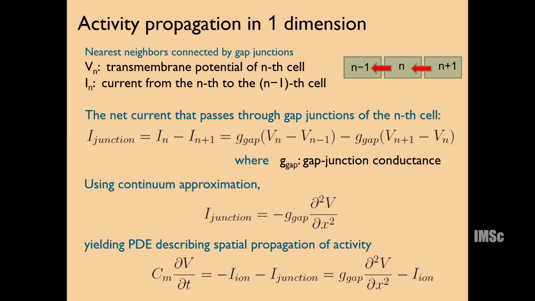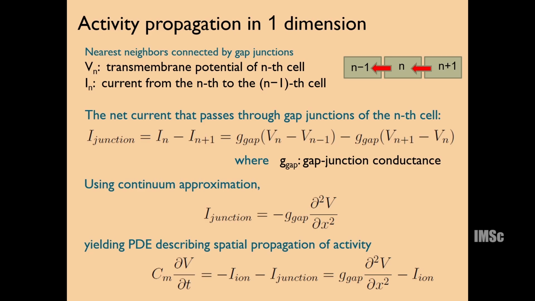The membrane potential here would be Vn minus 1, the membrane potential here would be Vn, and the membrane potential here would be Vn plus 1. Since the current is proportional to the difference of the potential of this region and this region, and this region and this region, you can say the net current that flows through is the current that flows from here to here minus the current that flows from here to here. That's related to the difference of the corresponding potential differences. Then I can expand this in terms of a Taylor series. If you don't remember Taylor series, don't worry.